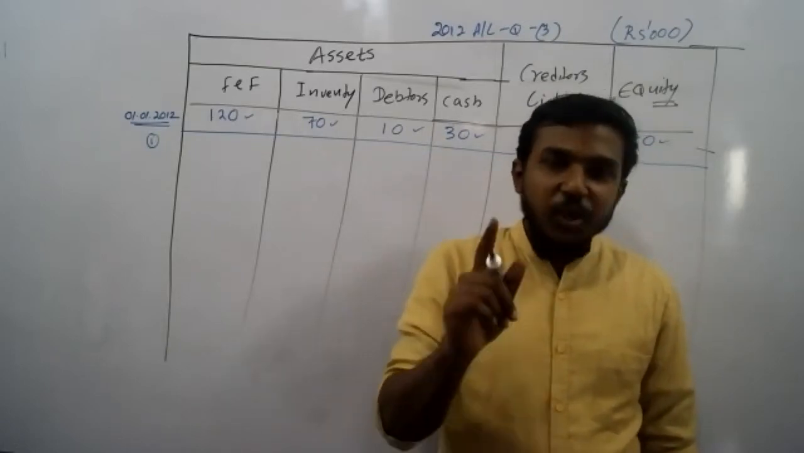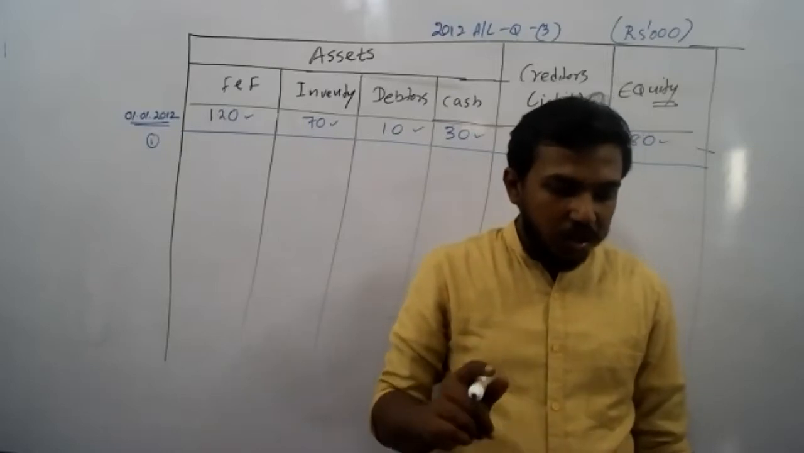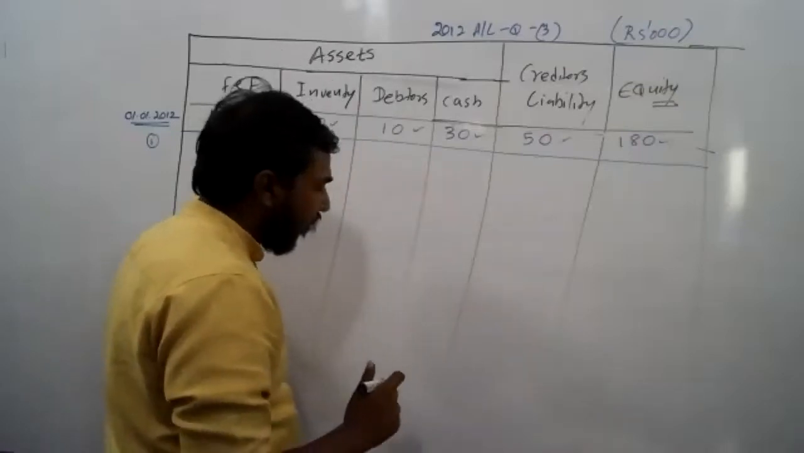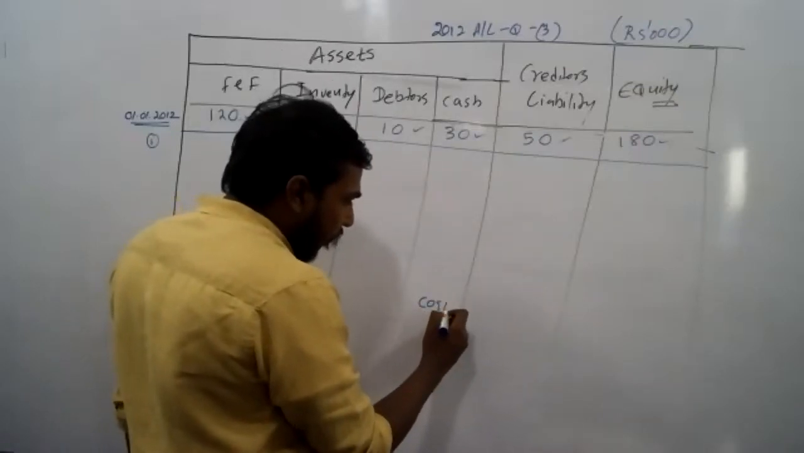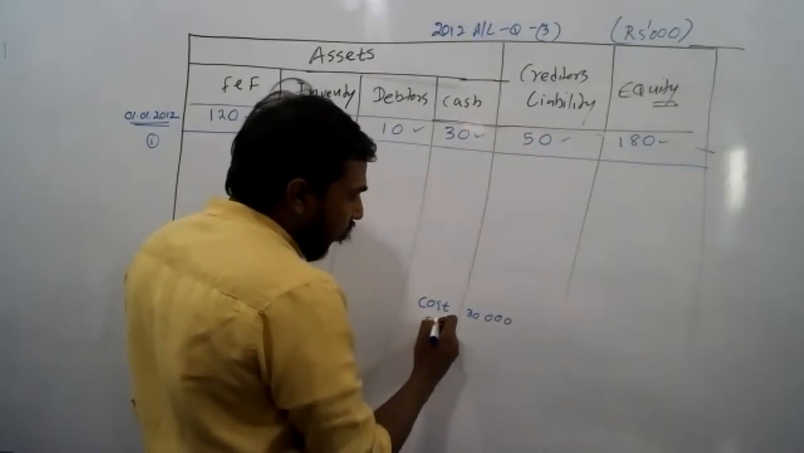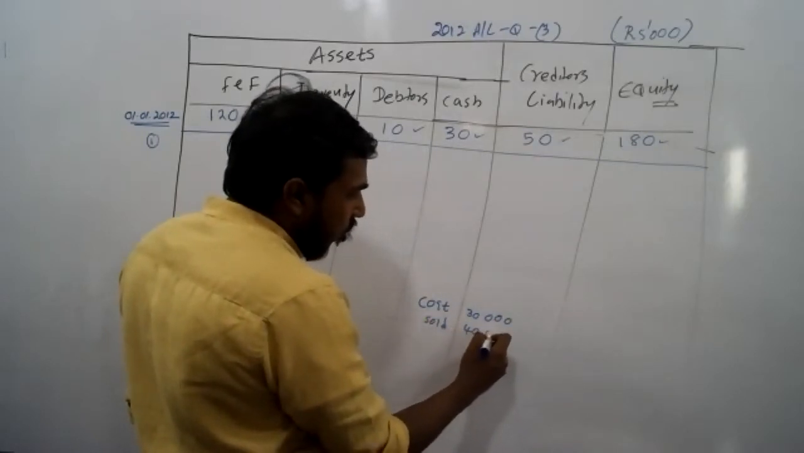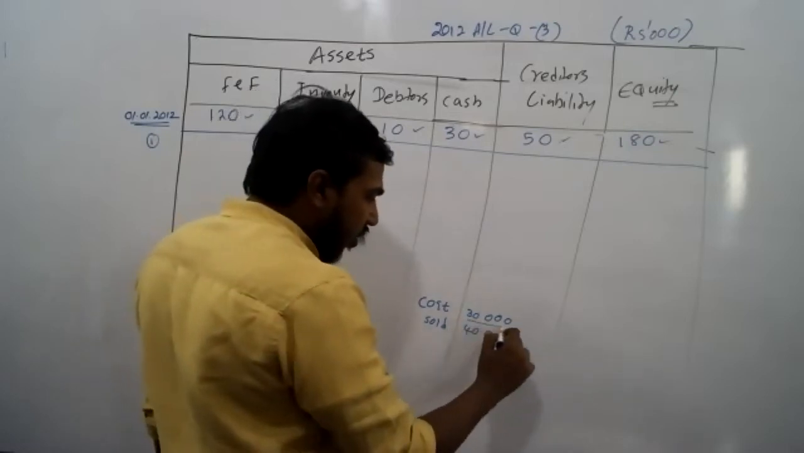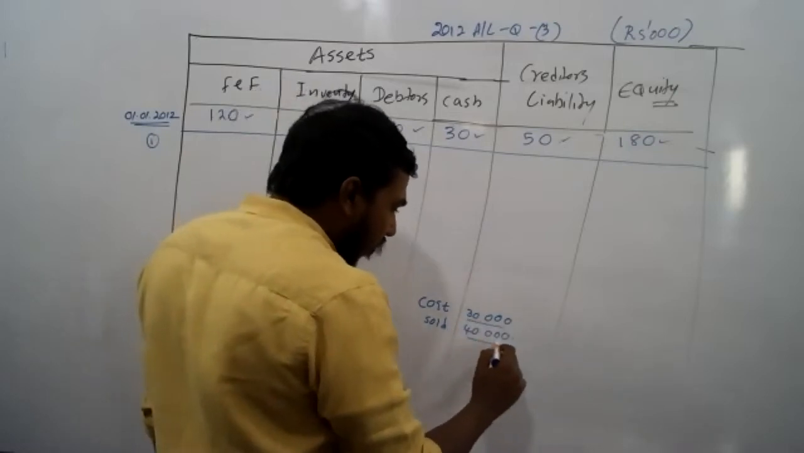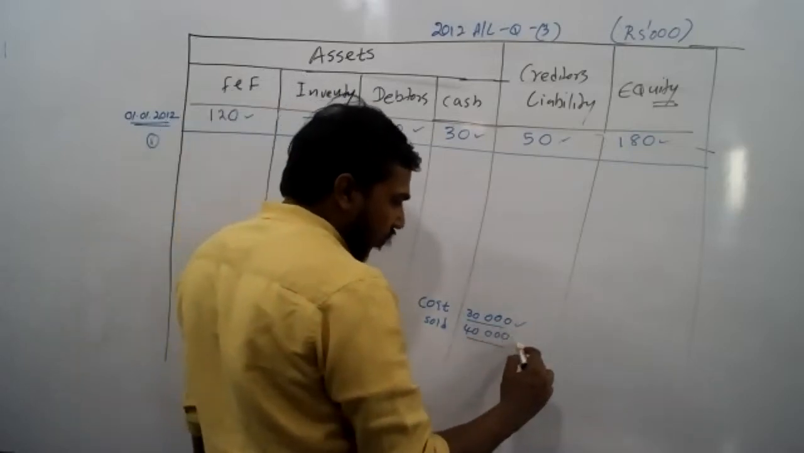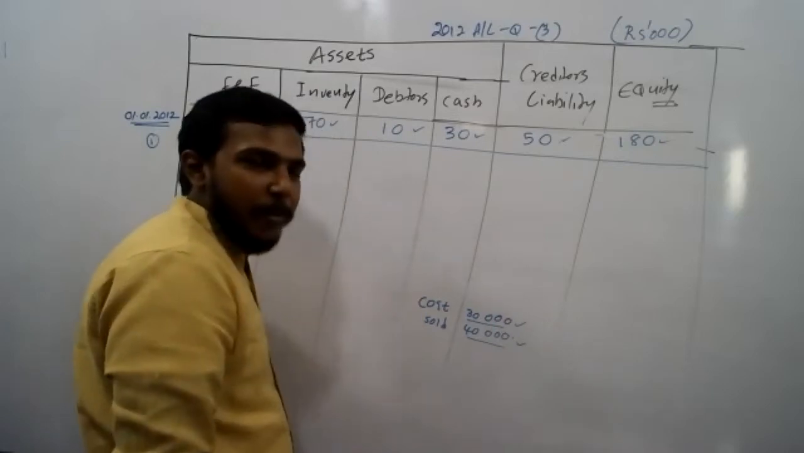Sold goods for cash 40,000. Cost of these goods was 30,000. What it says is, goods costing 30,000 were sold for 40,000. Clear?